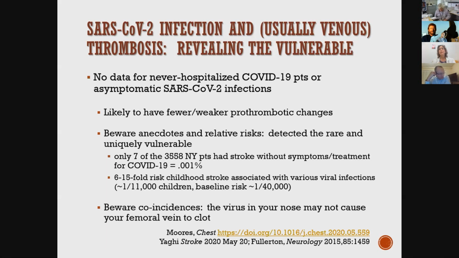We may simply be revealing the risk of those who are vulnerable to this virus or the next virus or some other stressor. And then finally, beware coincidences in the era of doing testing, driving by the Pepsi Center, getting your nose swabbed. Just because there's a virus on the end of that tip does not mean, if you are otherwise well, that it caused your femoral vein to clot. Heck, maybe it was the wait in line at the Pepsi Center.